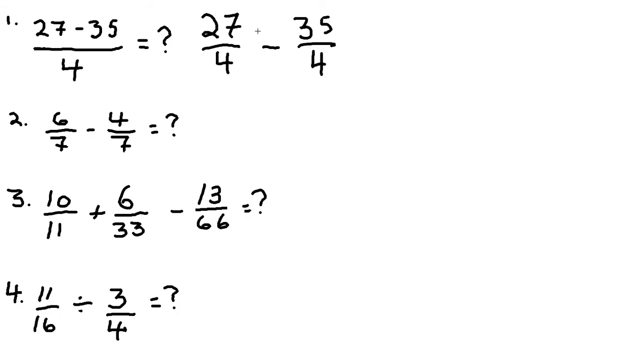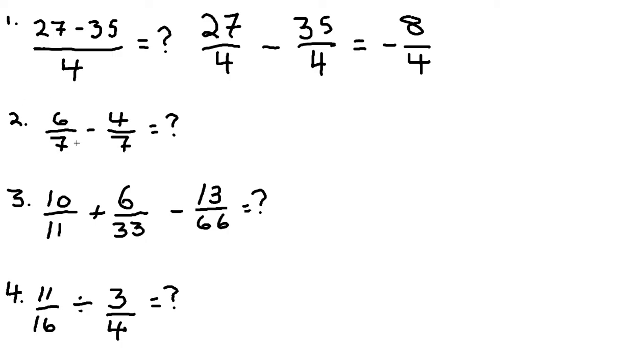So what you want to do is go ahead and just subtract that through. It's super simple. 27 minus 35 is going to be negative 8. And then you just want to carry over the denominator. That does not change. So that's literally the answer to that one. It's just, like I said, super simple. Next one's really easy too.